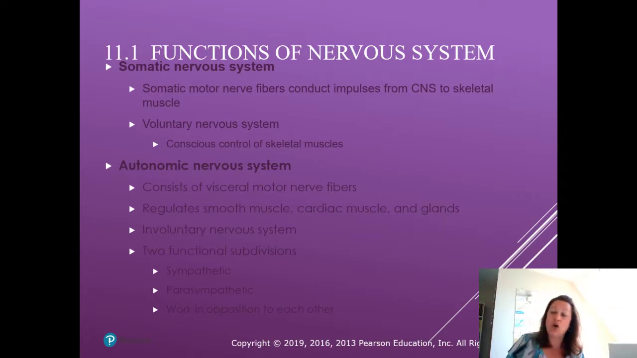When the autonomic, if you're not consciously thinking about it, we have two divisions. We have one that sort of raises, increases energy, and we have another that decreases, resting, digesting, right? Sympathetic goes up, resting and digesting, parasympathetic goes down. And we'll do that more in Chapter 14.